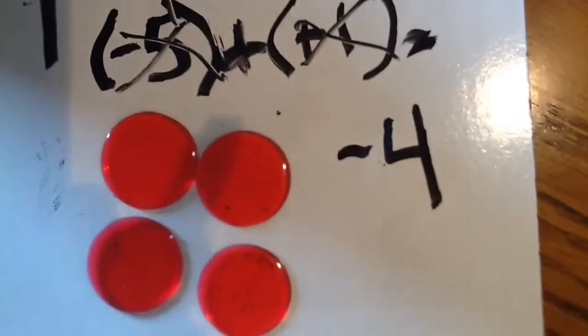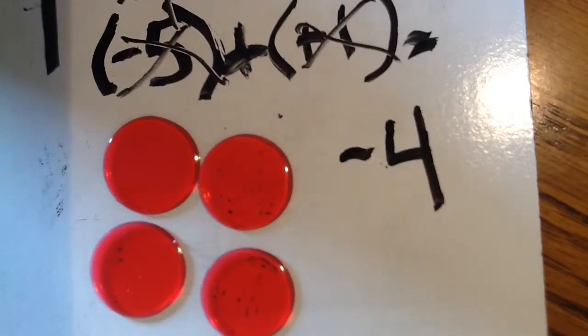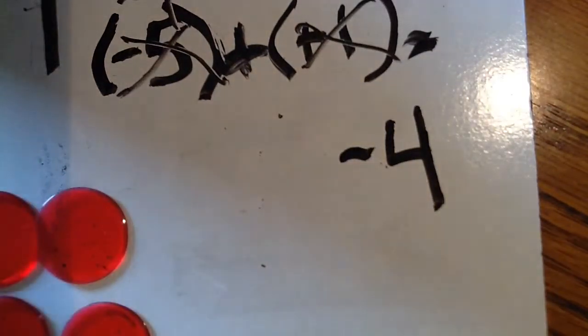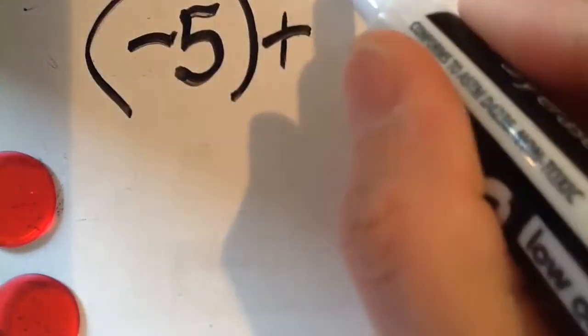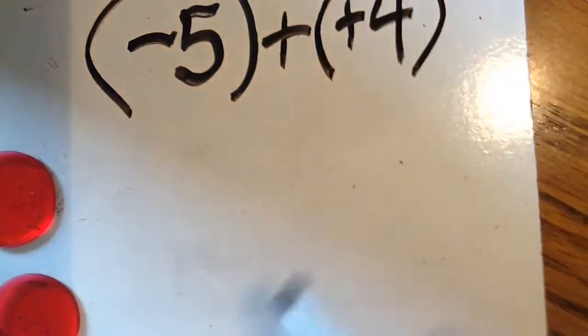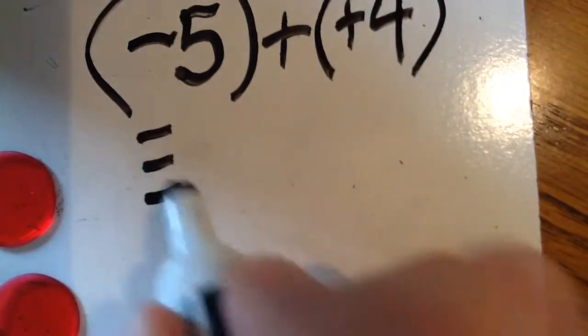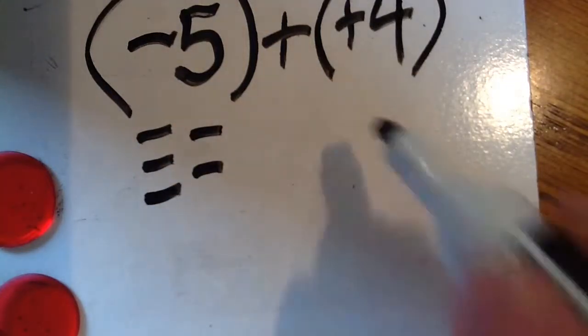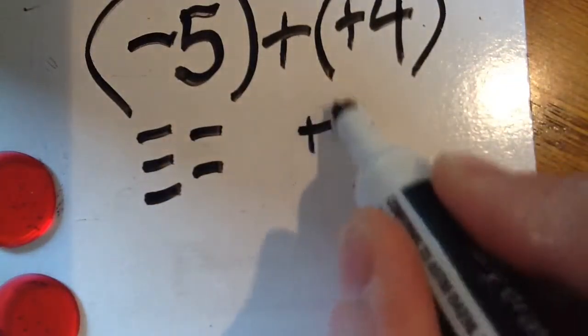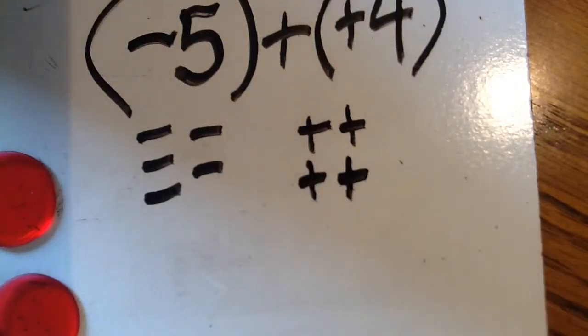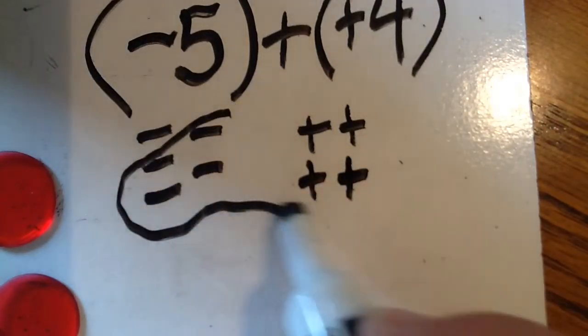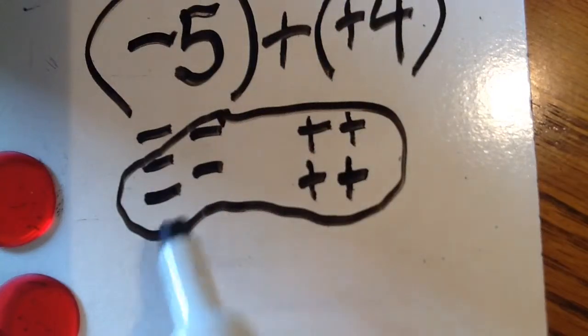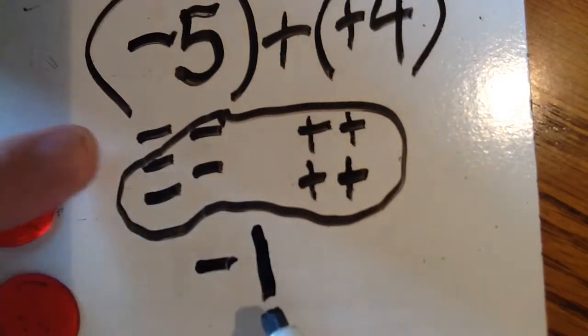So that's the process of adding integers. You have to remember the zero pairs when it comes into play. So let's try it without the discs. Let's try it with -5 combined with +4. You're going to have 1, 2, 3, 4, 5 negatives, and you're going to combine that with 4 positives. Okay, circle out your zero pairs because they are worth nothing, and you're left with -1, that little -1 right there.